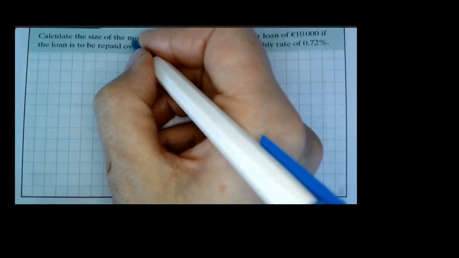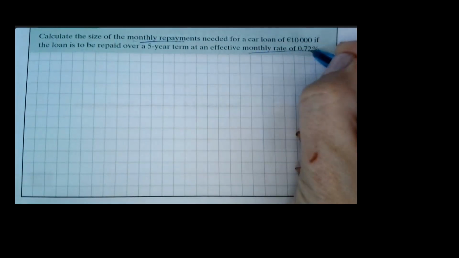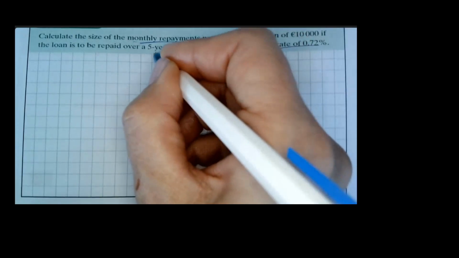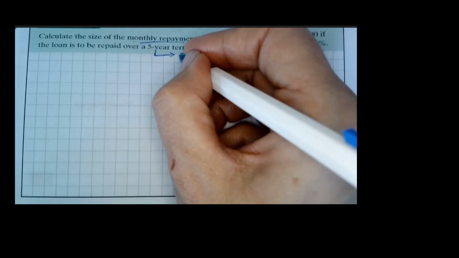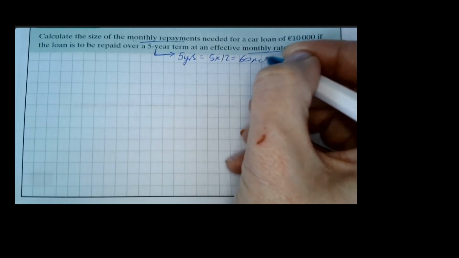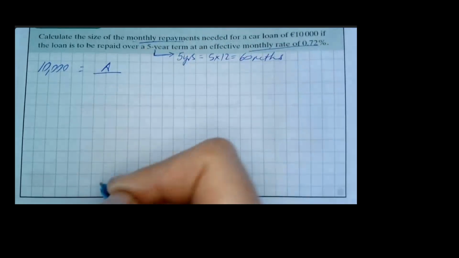First thing you need to do, as always, is check your rates and check everything matches. So we do have a monthly repayment, we do have a monthly rate, so that matches. But the 5-year term, of course, that time frame doesn't match. So 5 years is going to be the same as 5 times 12, 60 months. So we're talking about 60 repayment amounts altogether. Now, it's got to equate to 10,000 euros. So whatever the amount is that I'm going to pay back each month, I want to know what the present values are on all those.